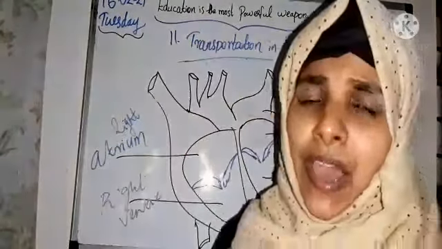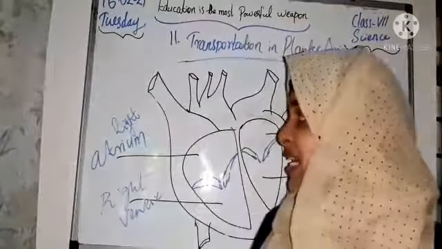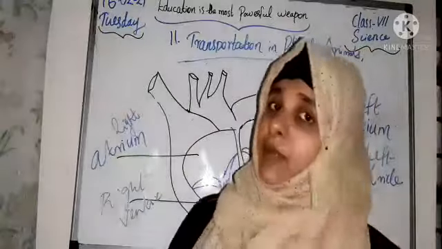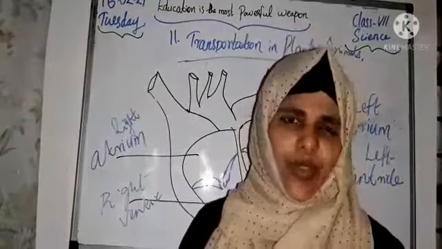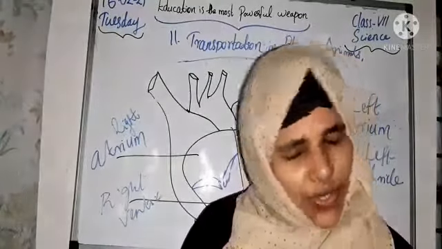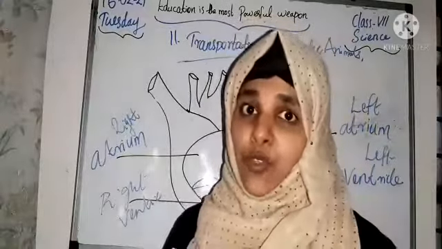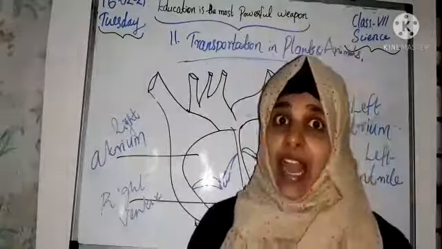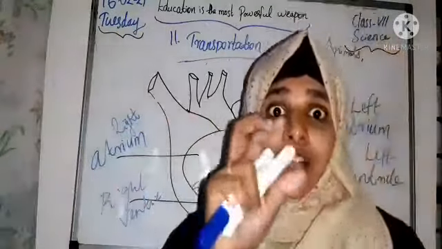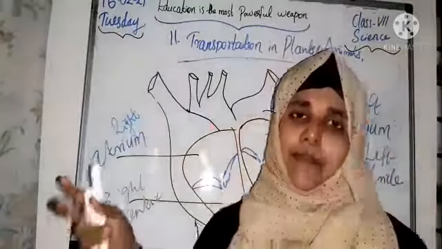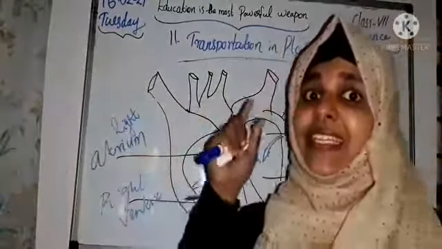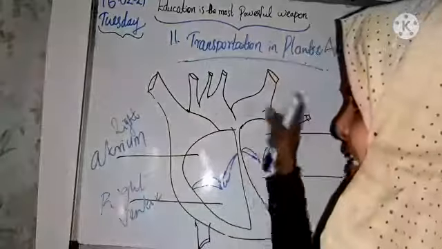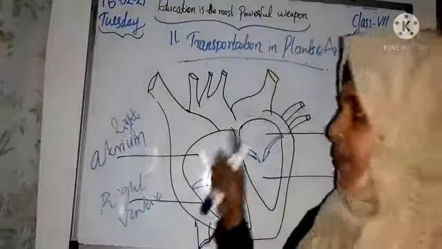Do you remember which one is carrying oxygenated blood to the heart and which one is carrying deoxygenated blood to the heart? Yes, what is it? Blood vessels, right? That's correct. What are the types of blood vessel, children? Artery and vein, right? Artery is carrying oxygenated blood, but vein is carrying deoxygenated or carbon dioxide rich blood. Okay, let's check which is the artery and vein from this heart.